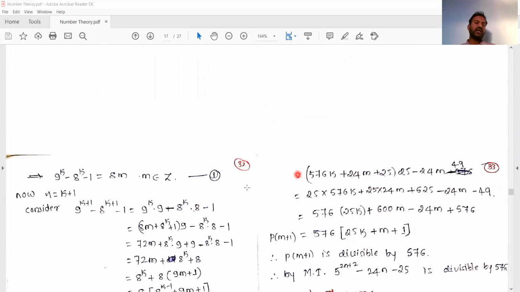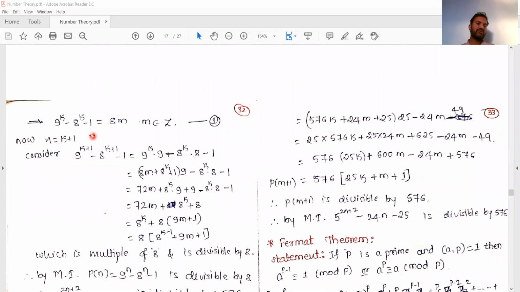Next we have to consider n plus 1. So n equal to k plus 1 we will consider. As it is divisible by 8, we have 9 raised to k minus 8 raised to k minus 1 is equal to 8 into m for m belongs to Z, because it is divisible by 8 here. Now take n equal to k plus 1. So consider 9 raised to k plus 1 minus 8 raised to k plus 1 minus 1.